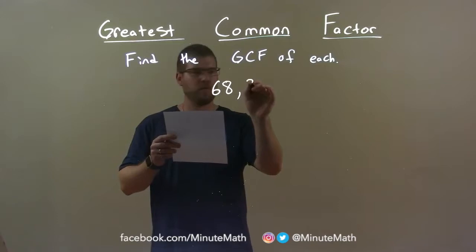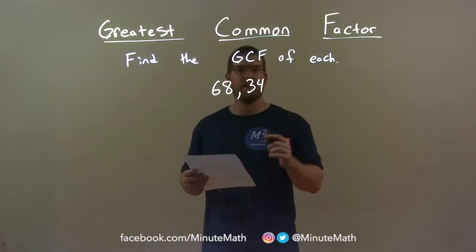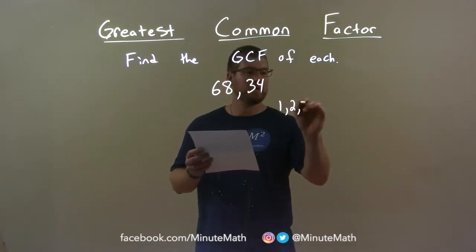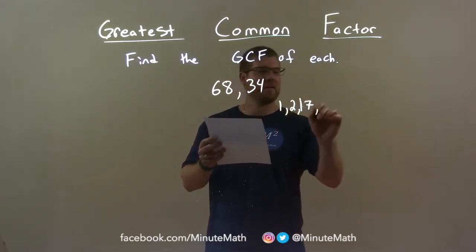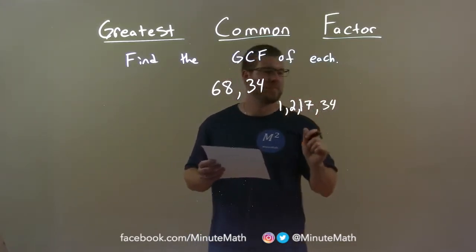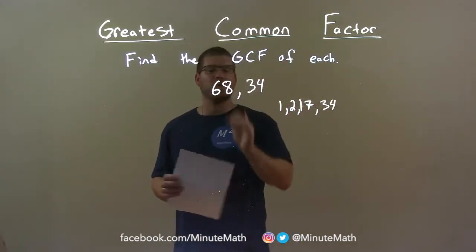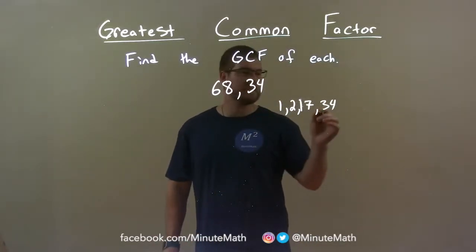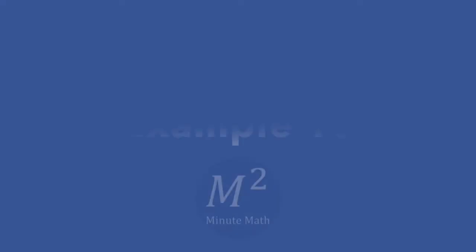68 and 34. Well, I start with 34. It's the least of these two numbers, and let's find all the factors of that. The factors are 1, 2, 17, and 34. Okay, so we find the greatest one of these that also goes into 68. Well, 34 actually goes into 68, right? 34 times 2 is 68, so 34 is my answer here. That's what I was looking for.